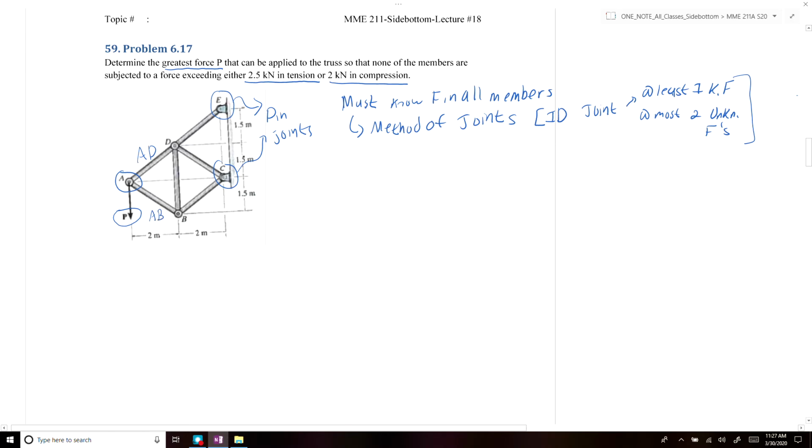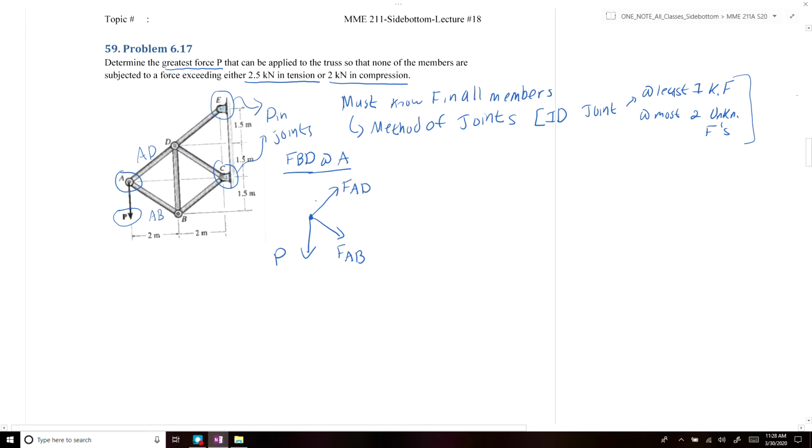Okay, so what we're going to do is draw the free body diagram at point A. At point A, we will have our applied force P, we will have our force that goes from point A to point B, and we have our force that goes from point A to point D.